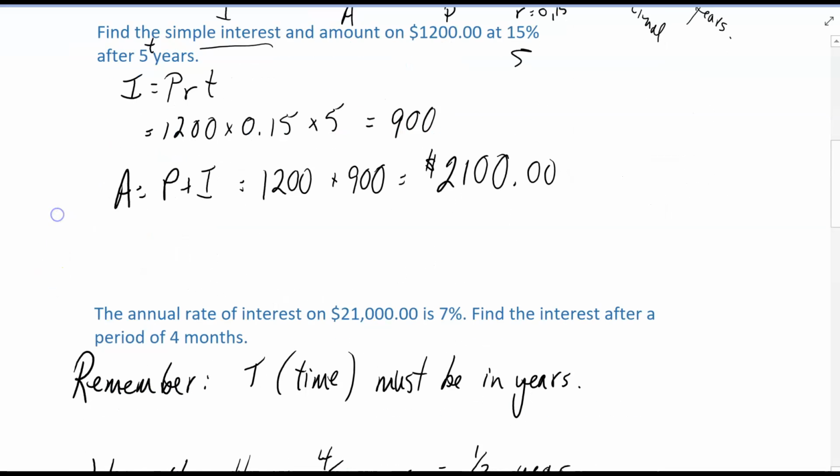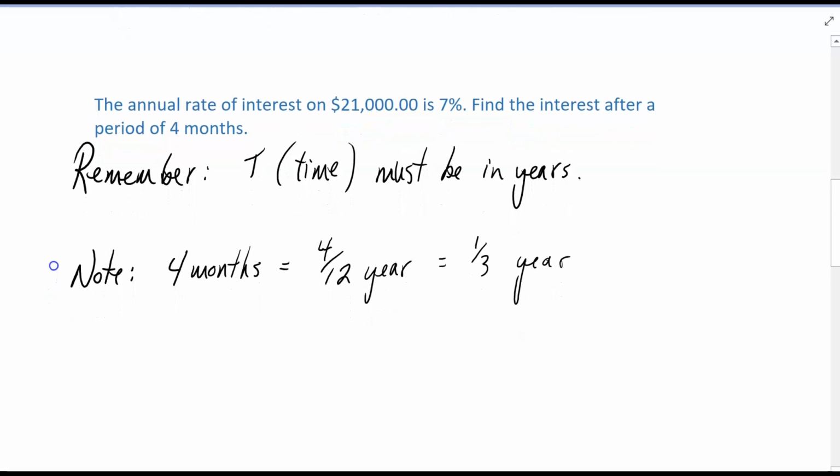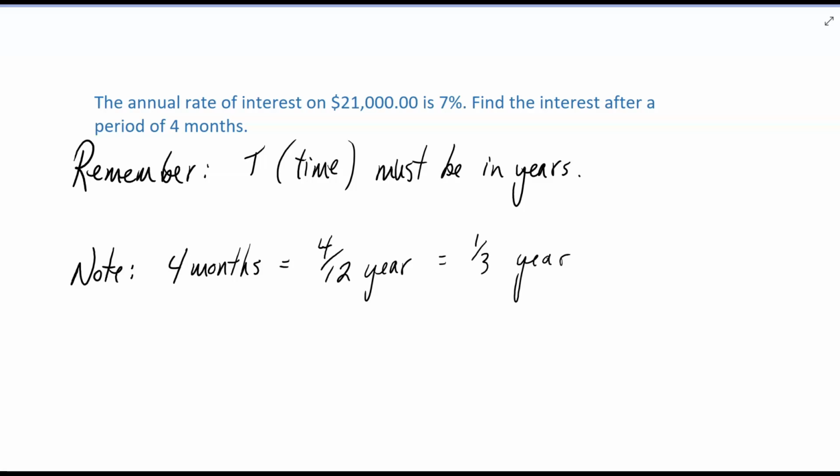In our next problem, let's take a look at this: the annual rate of interest on a $21,000 loan is 7%. Find the interest after a period of 4 months. Remember, time must be in years. So 4 months is a portion of a year. It's 4/12 of a year. And we can reduce that if we want to, but you can use the fraction 4/12 in any of your calculations. It doesn't have to be reduced. But if I reduce it, that will be 1/3 of a year. So this is equal to my time.